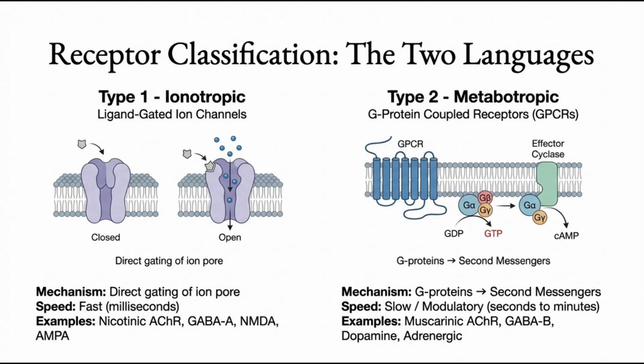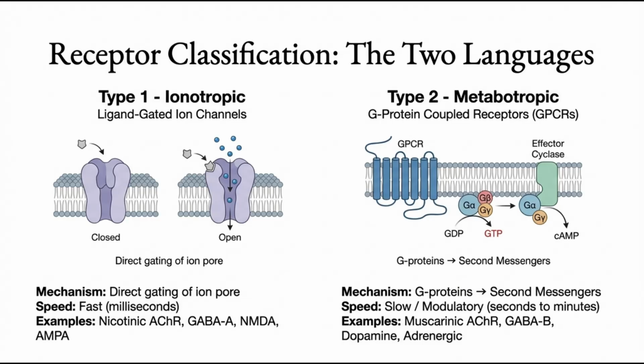Extremely fast. We're talking milliseconds. The examples listed here are the nicotinic ACh receptor, which drives all your muscles, the GABA A receptor, and the NMDA and AMPA glutamate receptors. When you need speed like playing the piano or pulling your hand away from that hot stove, you use ionotropic receptors. Okay. Contrast that with metabotropic receptors or G-protein-coupled receptors, GPCRs.